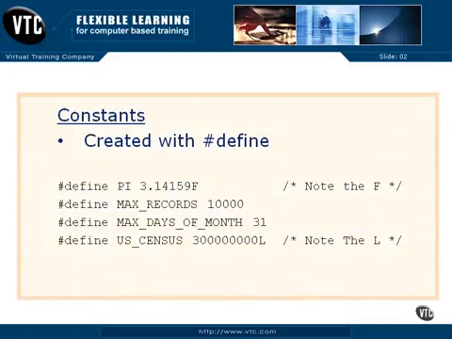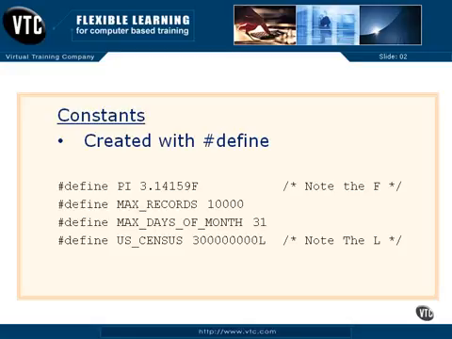Constants are created with #define. There you can see 4 lines of code. Notice the #define for PI, 3.14159, and an F for floating point right there. That will cause pi to be created as a floating point value and not just an integer. This one down here, MAX_RECORDS, we've #defined as 10,000. That will be an int. It's up to your compiler whether it makes it an unsigned int or not, but this will be an int. MAX_DAYS_OF_MONTH, 31, that is also an int.